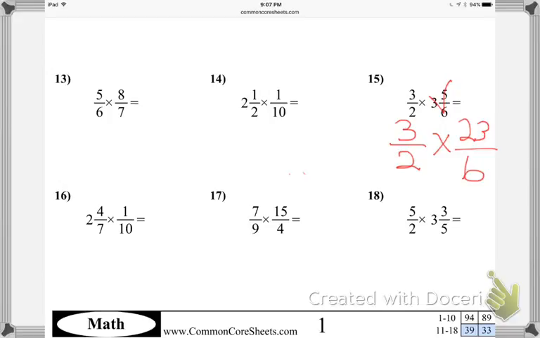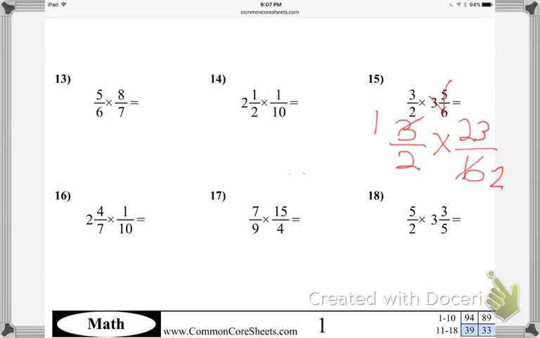Okay, I have two options here. I can multiply straight across, or I can cross cancel if possible. If I can cancel in more than one direction, I will do that. But if I can't, then I just cross cancel where I can. So I know that I can cancel these two. They can both be divided by 3. So if I do 3 divided by 3, I get 1, and 6 divided by 3 is 2.